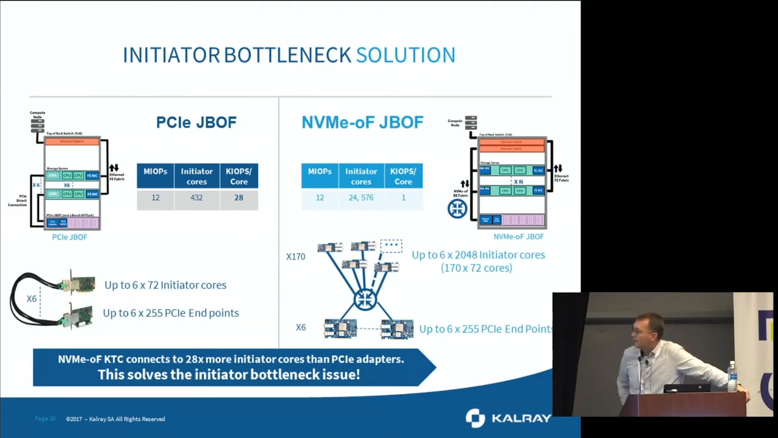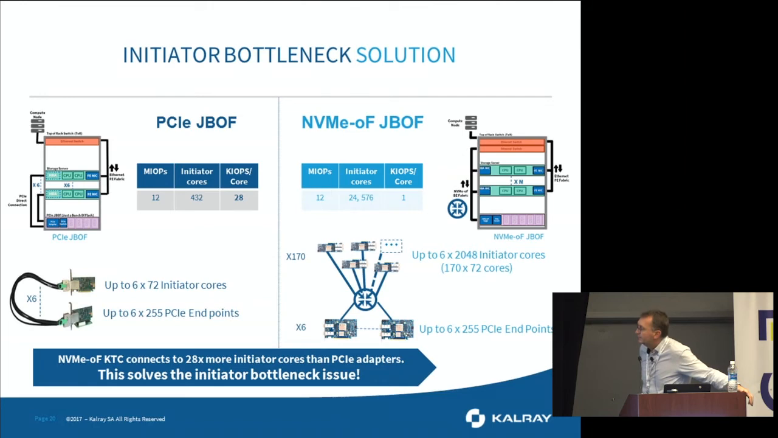Other benefits: by connecting one adapter card, you can connect up to 2048 initiator cores. If you look at, let's say, a PCI Express JBOF that can connect up to 6 PCI Express cables, these cables can be connected to 6 storage head nodes. So if you have a 72-core dual socket, you can connect up to 6 times 72 initiator cores to your JBOF. Now, if you look at each adapter card that you connect in your JBOF, you can have 6 adapter cards, and each adapter card can connect up to 6 times 2048 initiator cores.